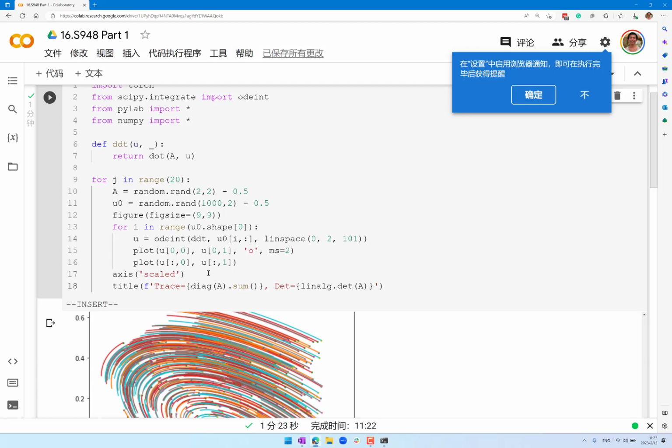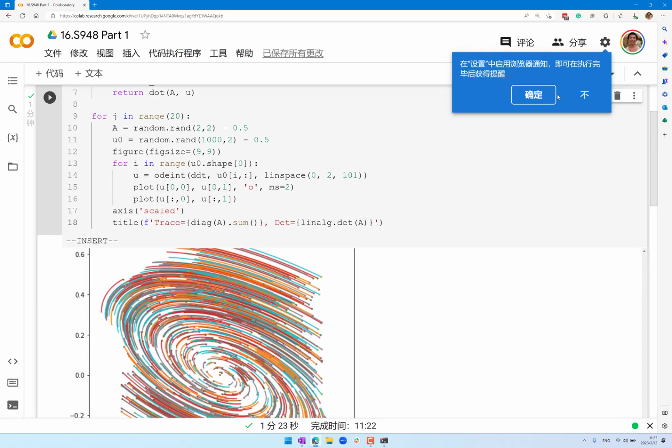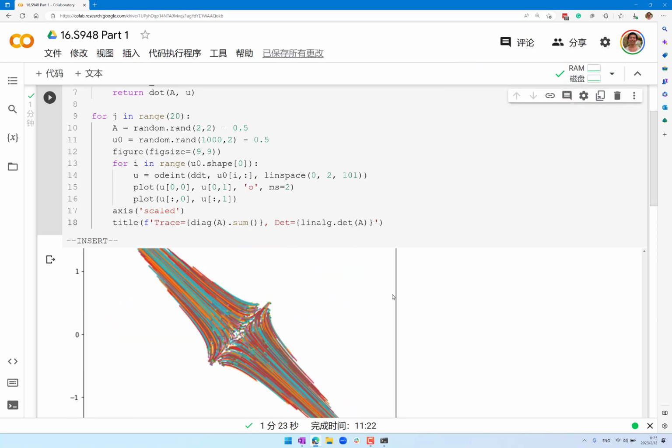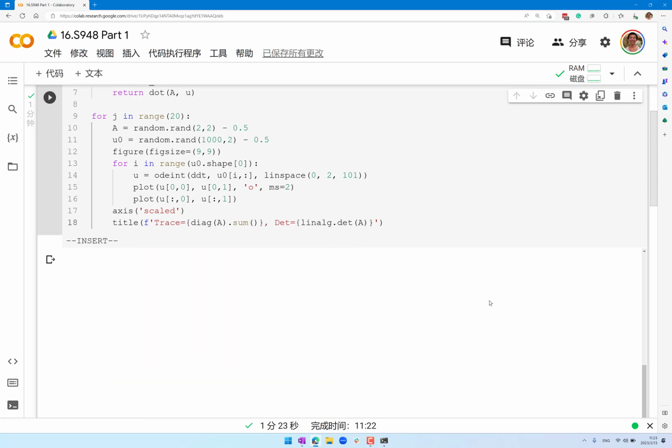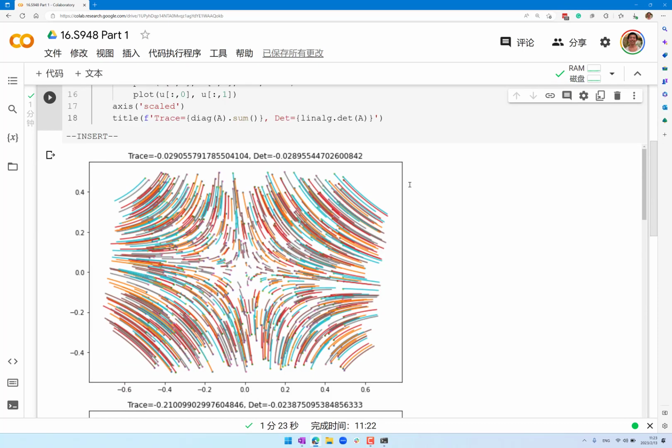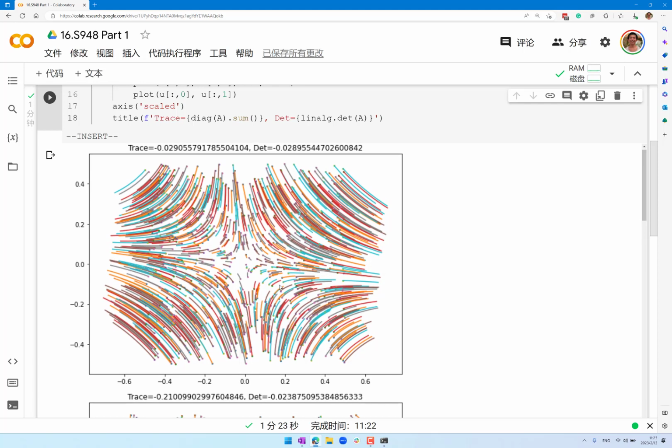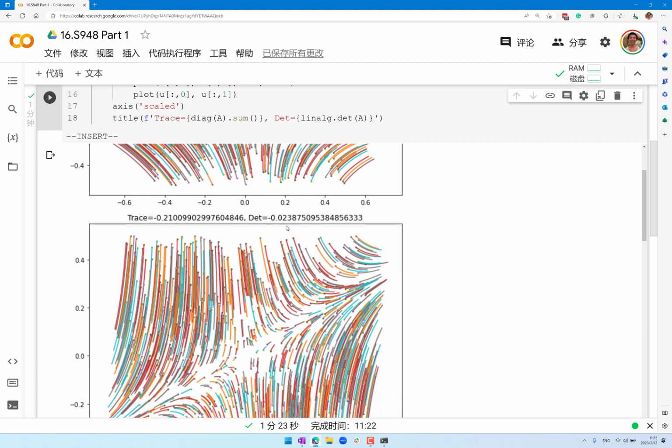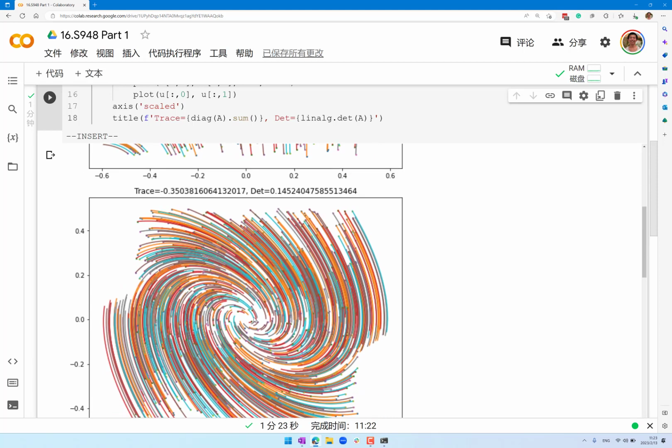So let's go back to our plot. Okay. And look at the new titles of our plots. Here you see the determinant being negative, right? So we get a saddle point, right? That's pretty obvious from here. And again, another negative determinant, a saddle point. Now here we get a positive determinant, right? And the trace is negative. That means it's a stable spiral, right?